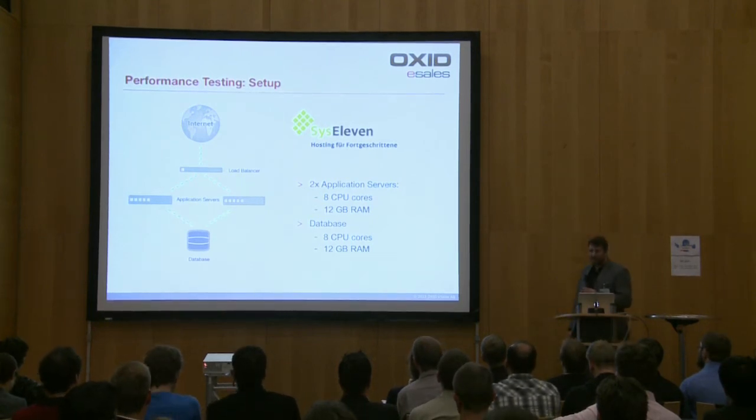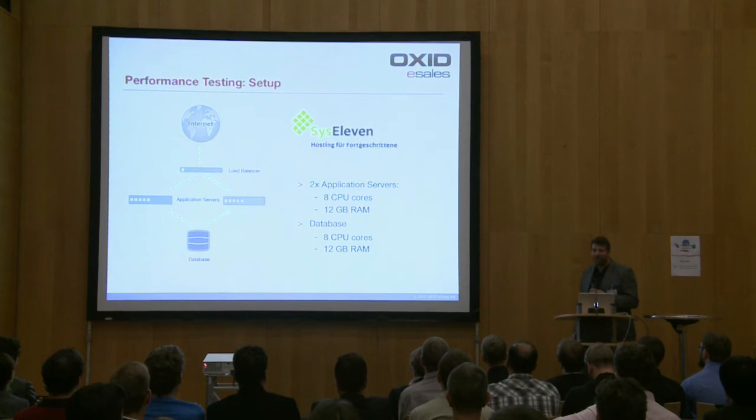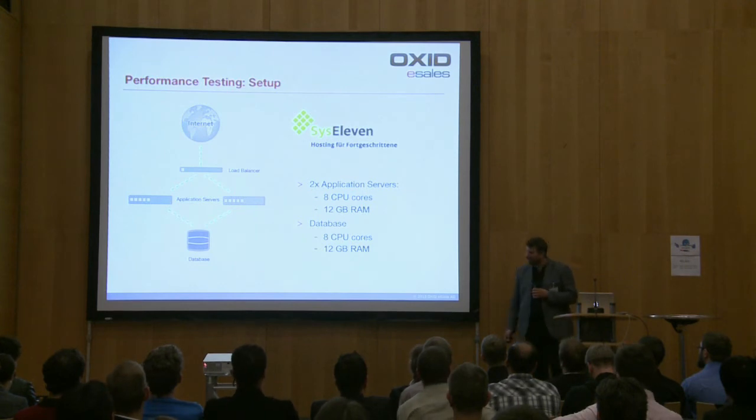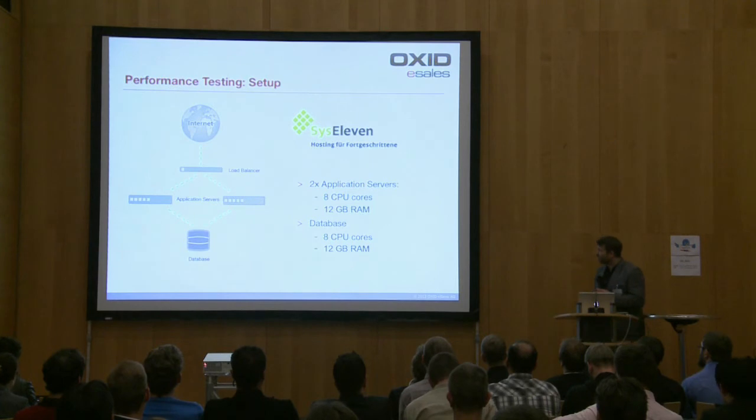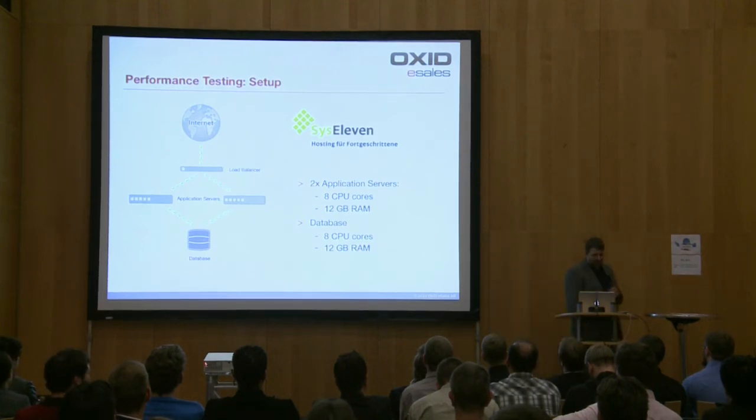The test setup is actually one of the smallest kind of what I call an enterprise setup. You have multiple front-end servers. That means in our case 2. We didn't want to exaggerate, so we had 2 front-end servers or application servers, which each had 8 CPU cores. So basically 2 quad-core machines. We had the database, which also had 8 CPU cores, and all of them had 12 gigabytes of RAM.